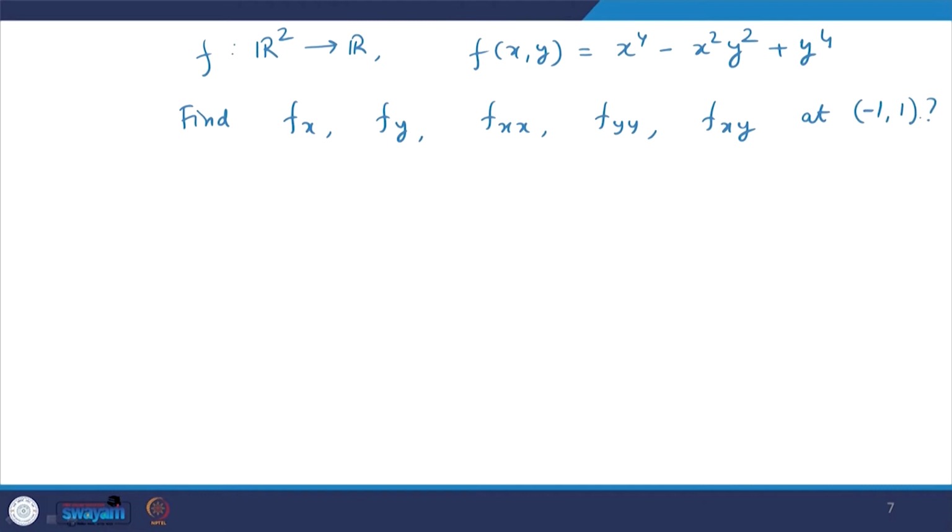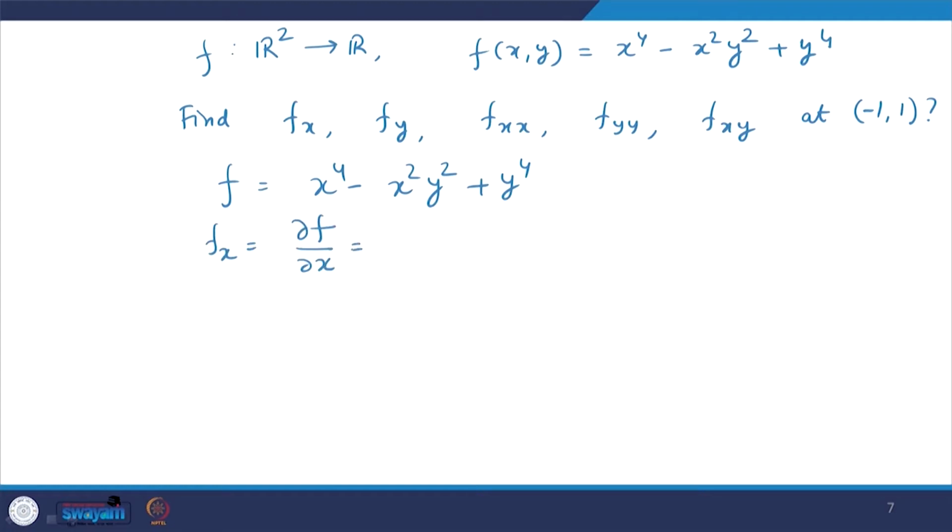Suppose we want to find this out. How can we find it? This is a very easy problem, so let us discuss. f is x raised to power 4 minus x square y square plus y raised to power 4. So, what is f x? It is the first order partial derivative of f with respect to x.